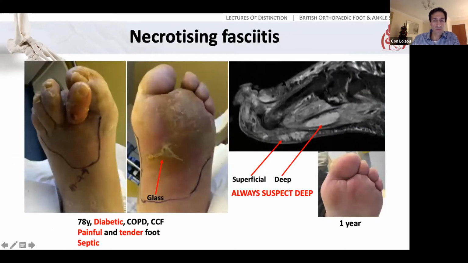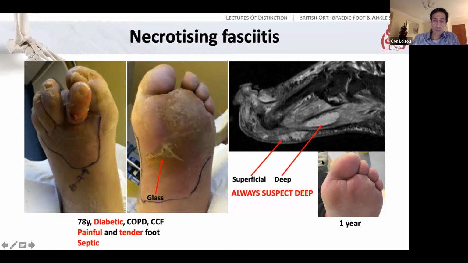Now, this is a much more frequent presentation of a 78-year-old diabetic with a painful and very tender foot, and septic, with a tiny piece of glass attached to the skin. Now, that purplish discoloration is a concern with regards to impending subcutaneous necrosis. And the MRI, although there is no need, shows the extensive superficial infection involving the fat layer, but also much deeper infection involving the muscles of the foot. So the patient underwent a second amputation, debridement of the sole of the foot, and did well.